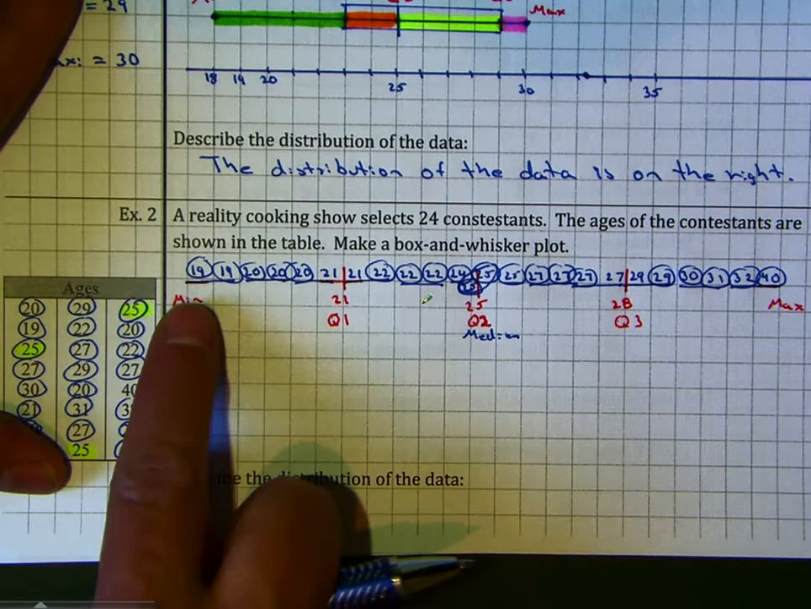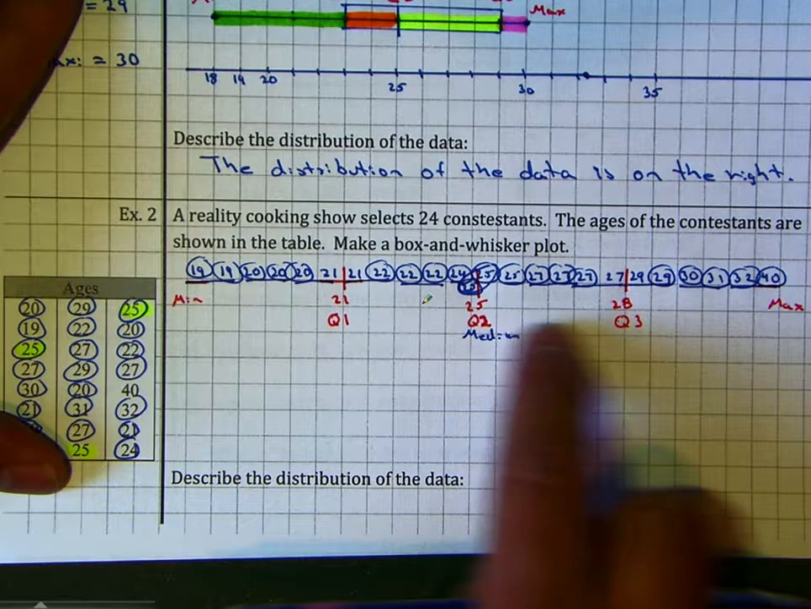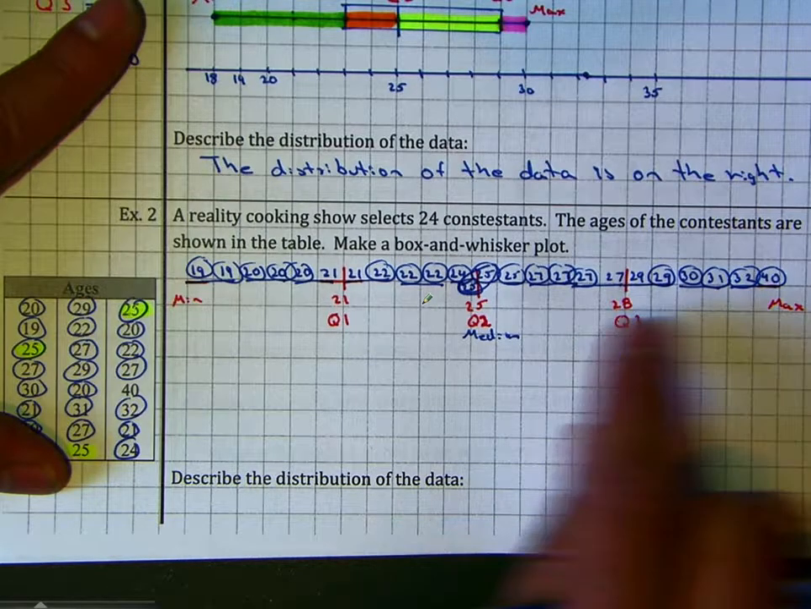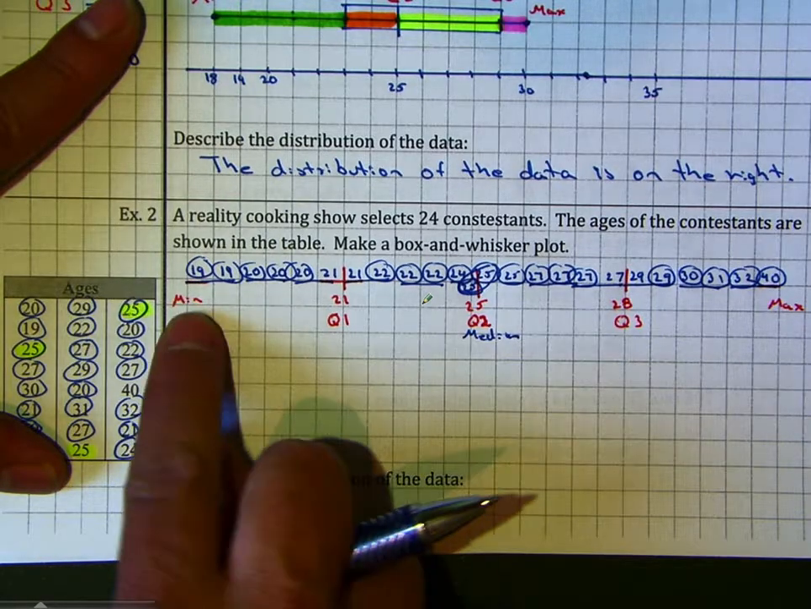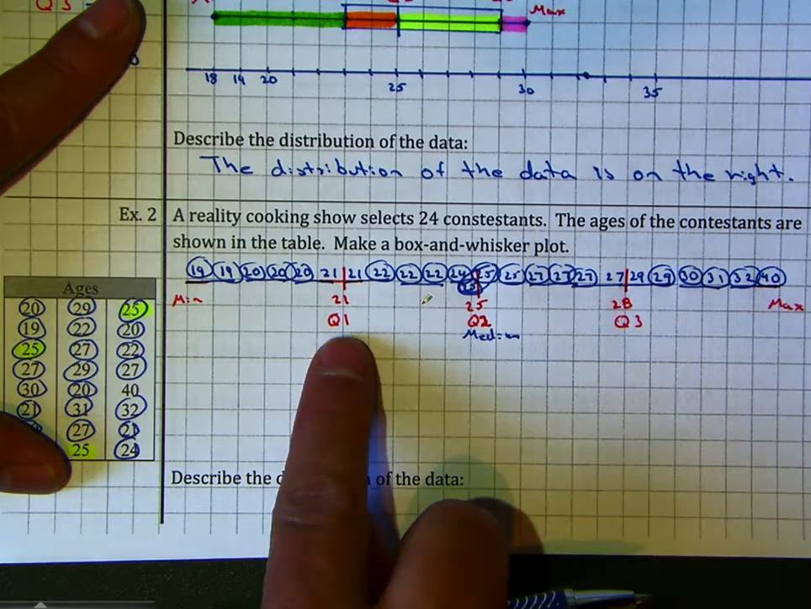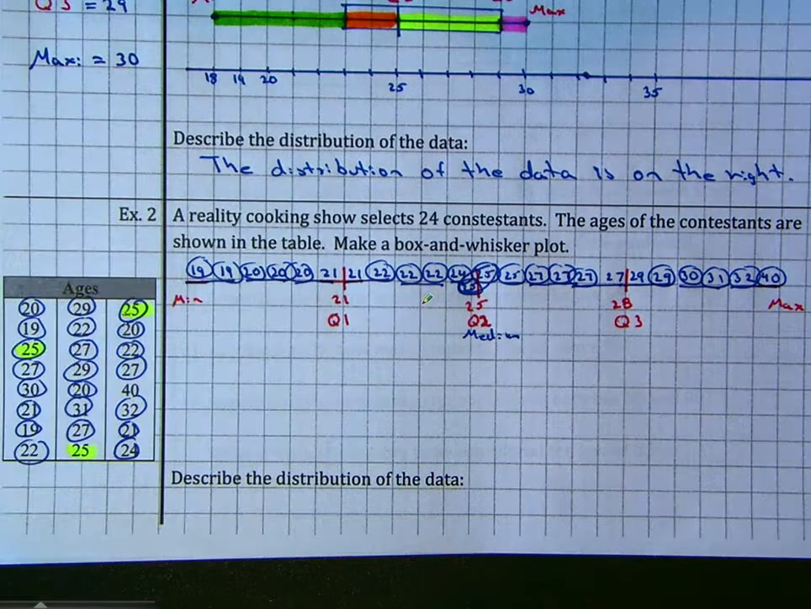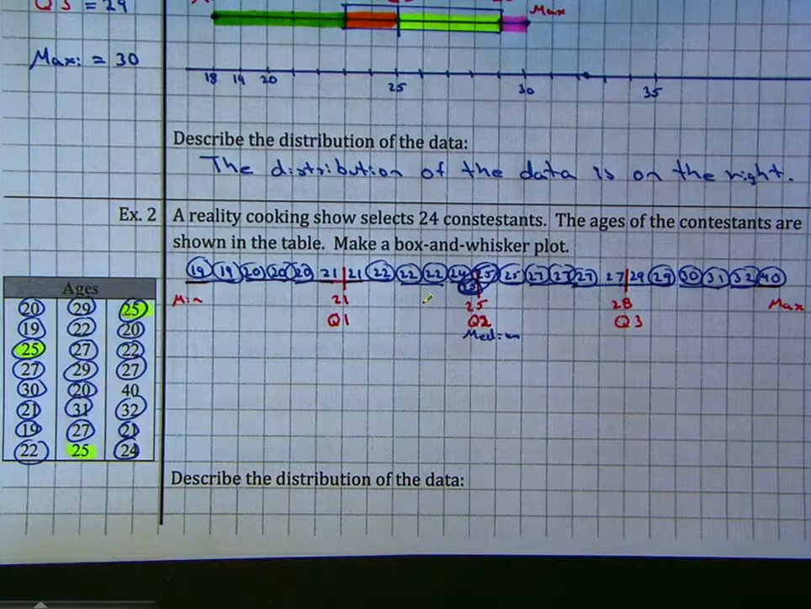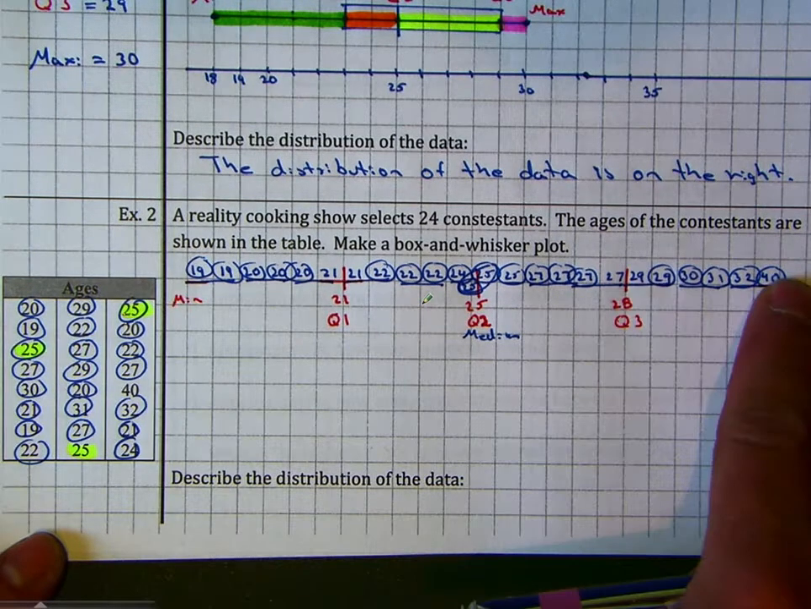We have your 5 points: 1, 2, 3, 4, 5. Where Q2 is your median, your minimum, your maximum, Q1 and Q3. And now we can place our number line. Now it's from 19 to 40.